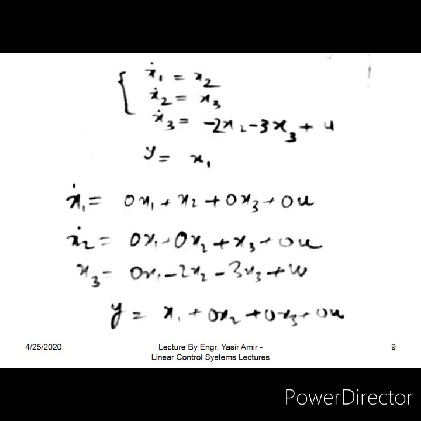Now we write the equations. You can see that x1 derivative is equal to x2, x2 derivative is equal to x3, and x3 derivative is the output of the summer. Into the summer go u and two other signals, x2 multiplied with 2 and x3 multiplied with 3, and they go with negative sign into the summer. And you can see that y is equal to x1. x1 and y are the same signal, the output. So we get these equations. Now we arrange these equations so that x1 derivative equals 0x1 + x2 + 0x3 + 0u, because x1's derivative is equal to x2. In the same way we arrange all these equations so that we can write them in the form of matrices.